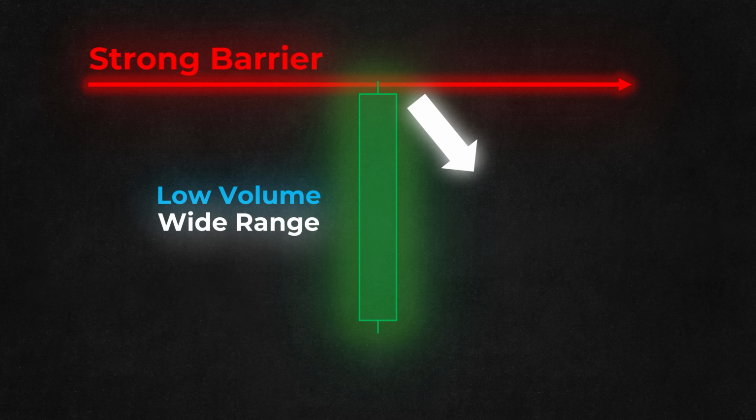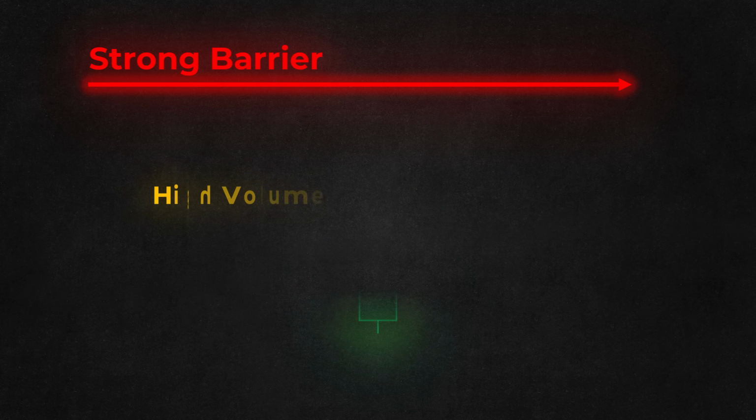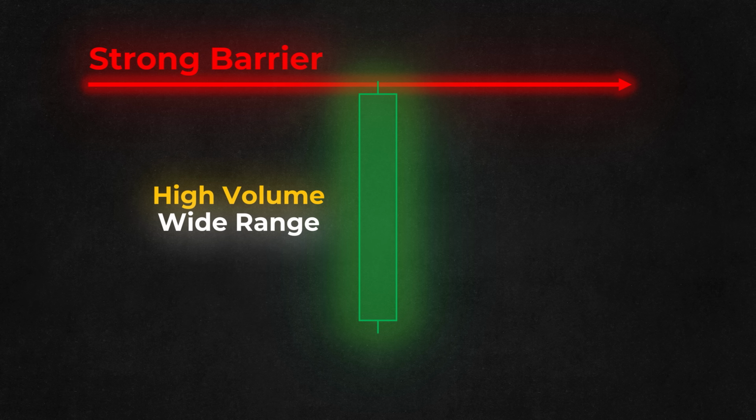This indicates a possible reversal. A high volume wide range candle suggests that the dominant market player has power, so the trend is likely to continue and there is a greater chance that price will break through even a strong barrier. The other 2 reversal patterns of VSA are related to narrow range candles.